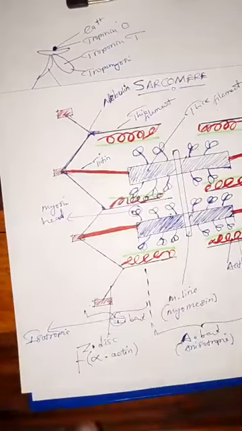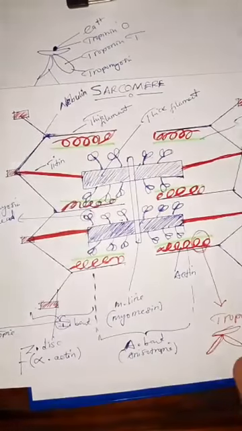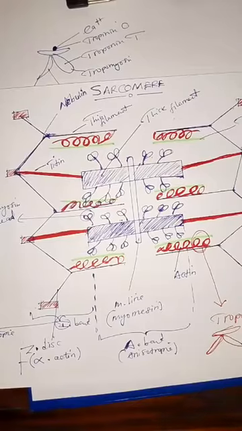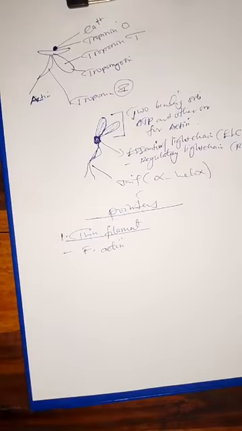Also, you have to understand the regions of the bands: the I band, the H band, and the A band, which is anisotropic, and the I band, which is isotropic. Let's continue.